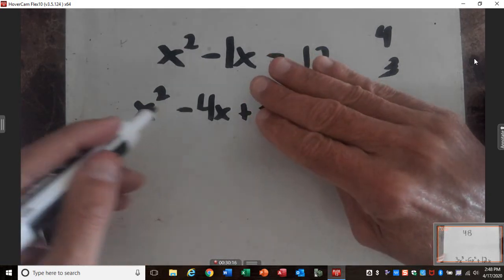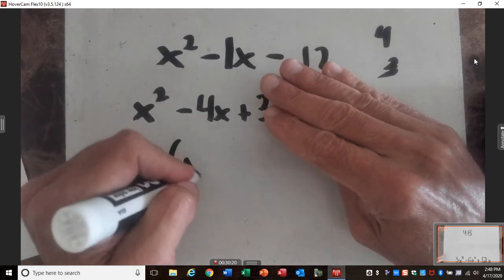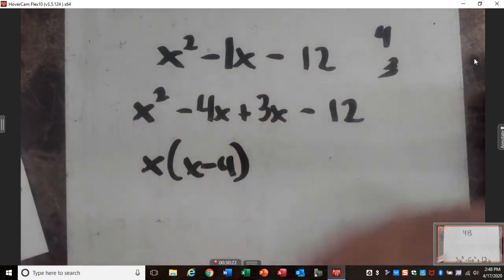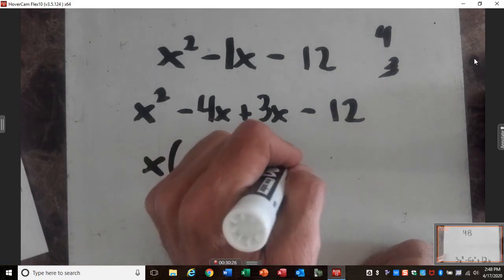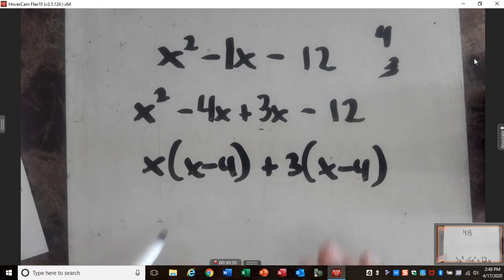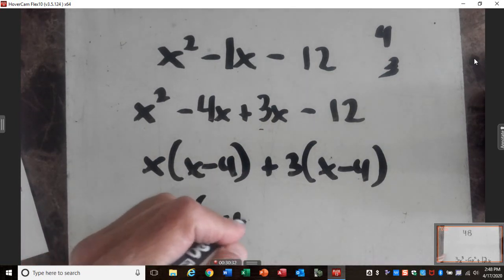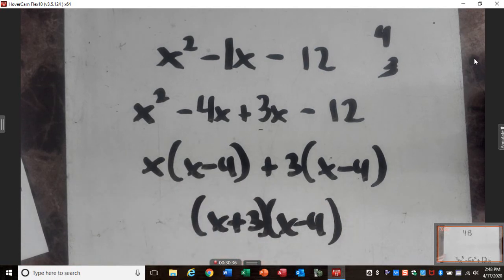So now, take these first two, factor out what's common. So you're going to get x, and you're going to get x minus 4. Here, what's common is a 3. So we're going to go plus 3, and then x minus 4. Put it together, you will get x plus 3 and x minus 4.